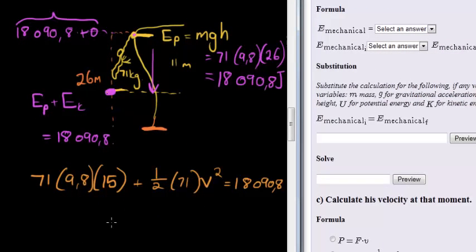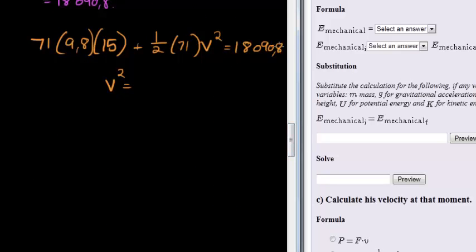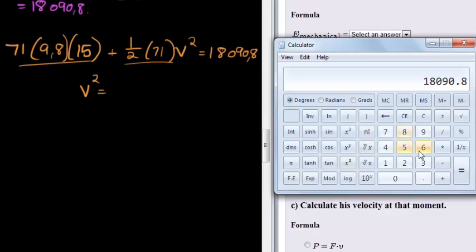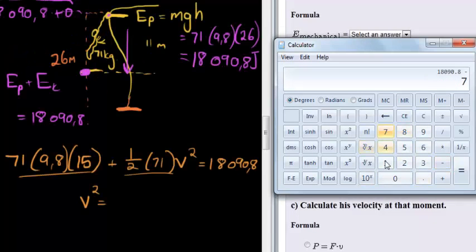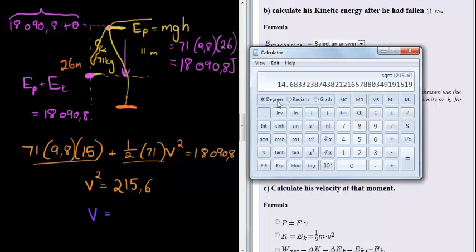And that must equal 18,090.8. Now solving for v squared, subtracting the potential energy from 18,090.8 and then dividing on the other side. I'm rushing through this. 18,090.8 minus 71 times 9.8 times 15 is equal to that, divided by 0.5 and divided by 71. This gives me 215.6, but that's velocity squared, and I know you know the drill by now. Velocity is therefore the square root of that, 14.68 plus or minus.